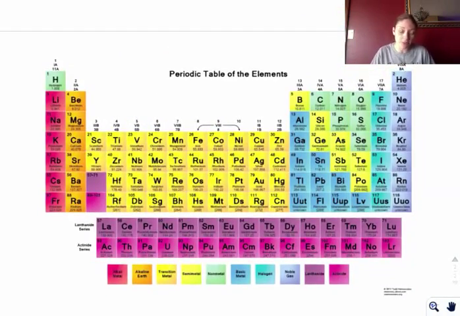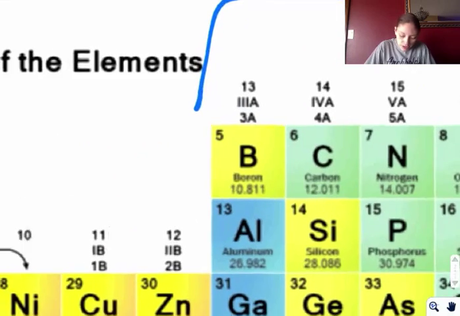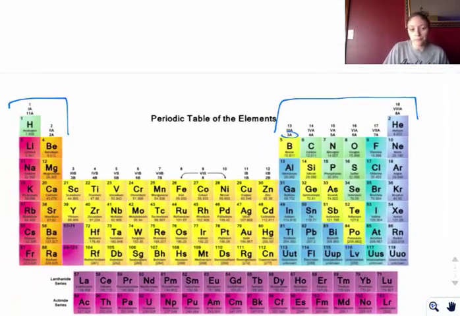So if we look down our table here, usually talking about these two and these ones here. And if we zoom in, we can notice that these are usually called 3A, 4A, 5A, 6A. They're often given an old school of A's, either 1 through 8A, or 1 and 2, and then 13 through 18, either way.